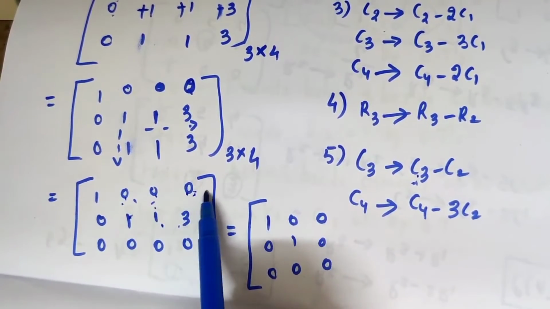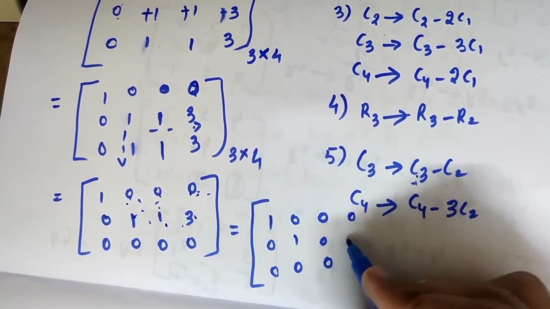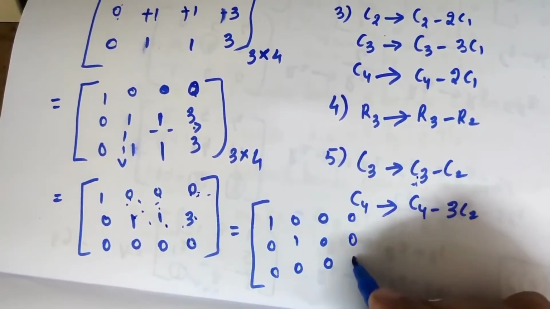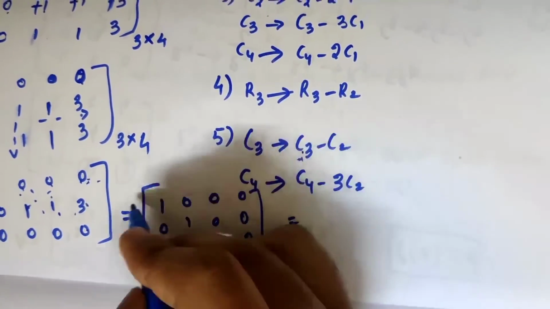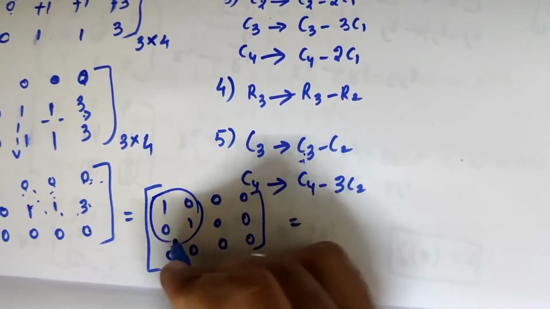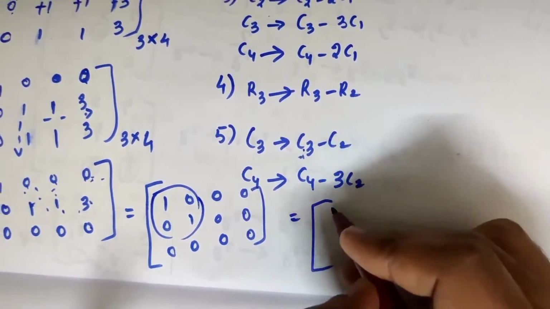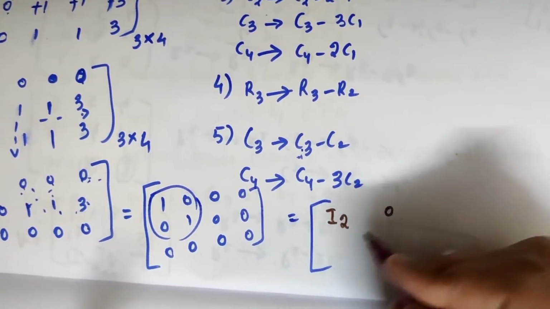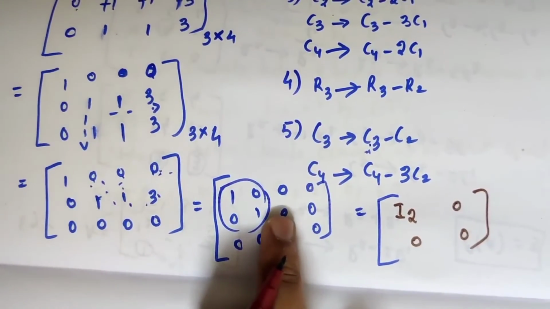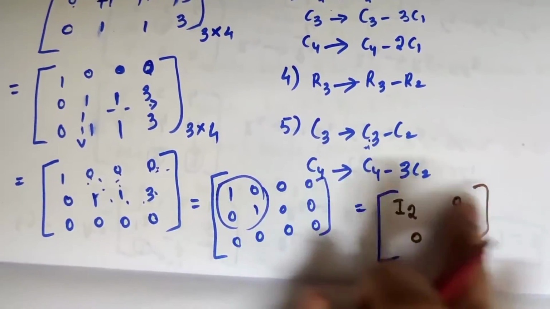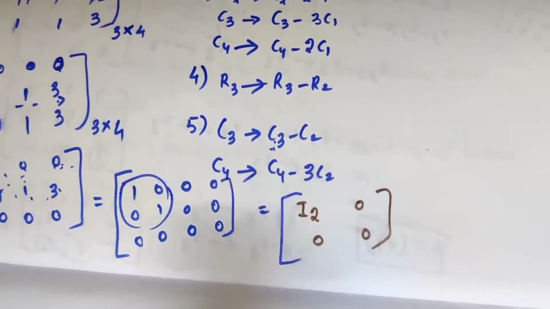C4 minus 3C2. So 0 minus 3 into 0, this is 0. So 3 minus 3 into 1, 0. 0 minus 0, 0. So this is what it has become for me. This is a 2 by 2 identity matrix. Now this form has got converted into I2 0 0 0, right? This is the form which I got here. So you can say this is one of the normal forms which I already discussed, one out of the 3 normal forms.